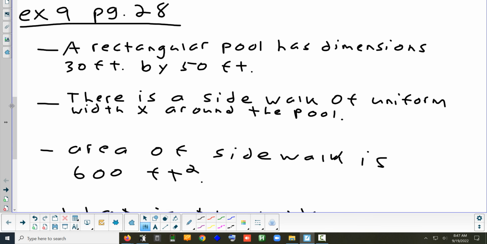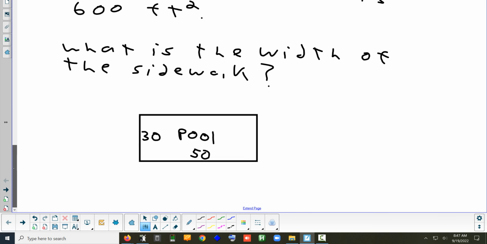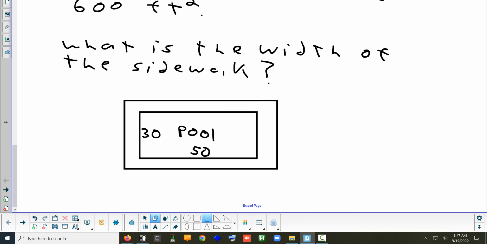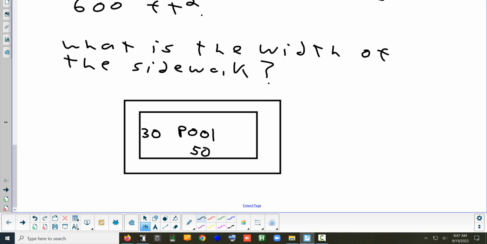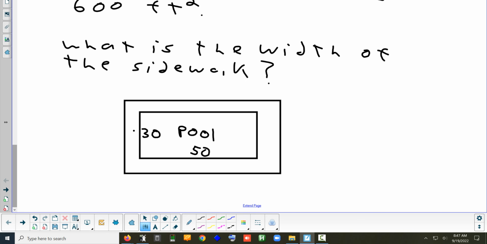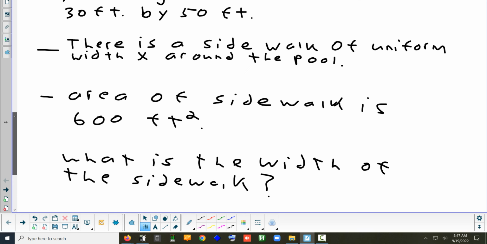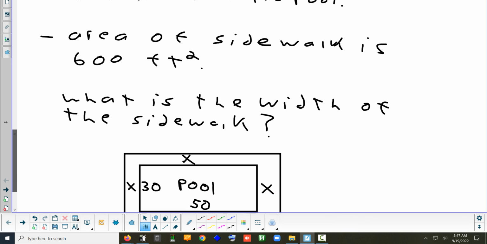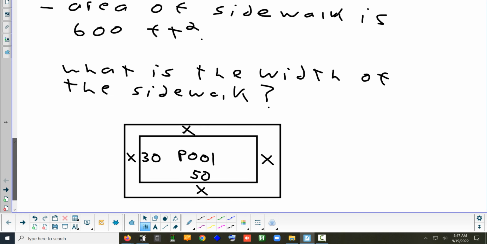It says there's a sidewalk around the pool, and it's the same width all the way around. So let's put a sidewalk all the way around the pool. So that area, that's the sidewalk. We don't know how wide it is, but they tell us to call that width x. Okay, so it's x. That's the width of the sidewalk. They tell us the area of the sidewalk is 600 square feet. Find the width.